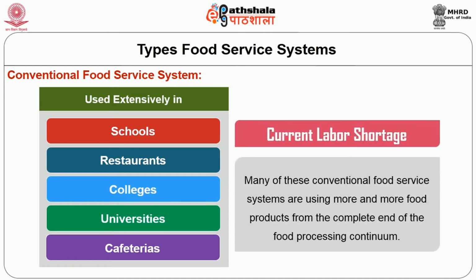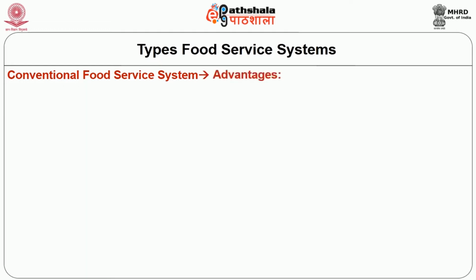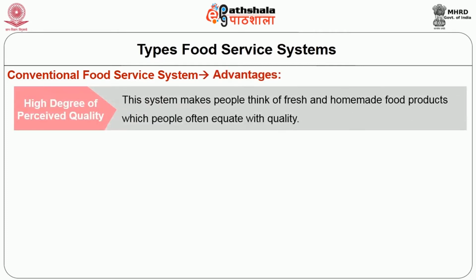Because of the current labor shortage, many of these conventional food service systems are using more and more food products from the complete end of the food processing continuum. The advantages of conventional food service systems are several. The first one is a high degree of perceived quality. This system makes people think that food is fresh and homemade, and therefore people often equate it with quality.